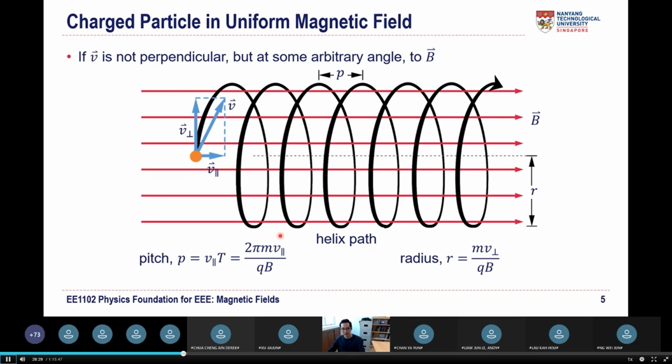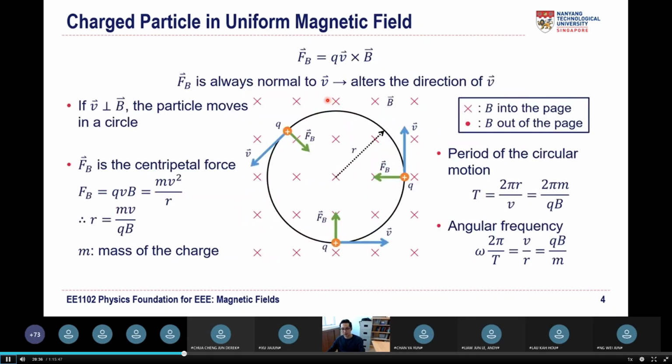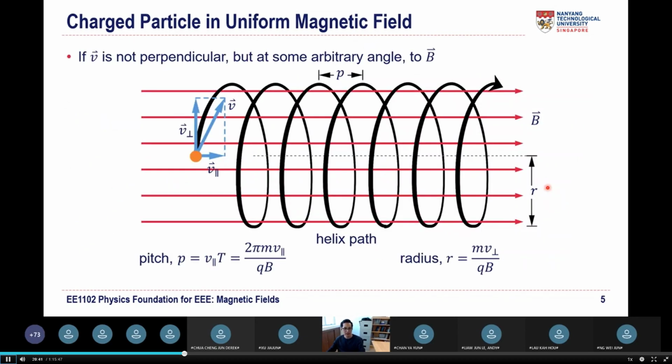So what you need to find out is how long it takes to do one revolution, which is the period of the revolution. You need to take this period and multiply it by the horizontal component of the velocity. Then you can find out how long this pitch is, how far each of these circular motions is going to travel in the translational, or horizontal, direction.